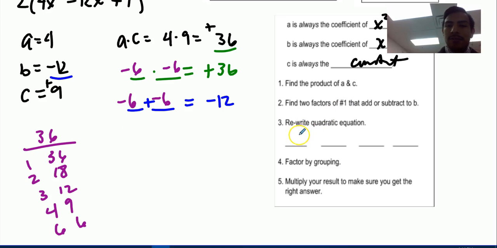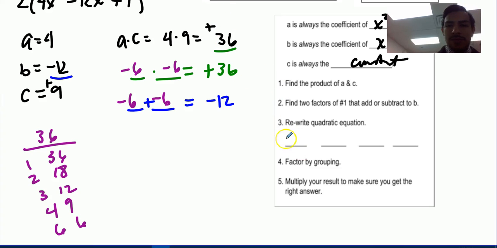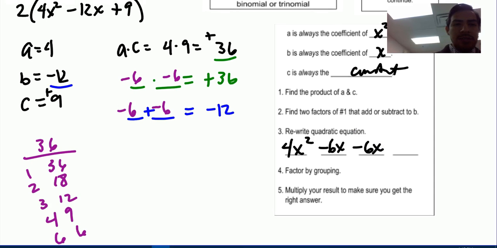So now, we're going to rewrite the quadratic equation as 4x squared, because that stays. We're going to do minus 6x. We're going to do another minus 6x. And then that last term stayed, and I think it was a positive 9.